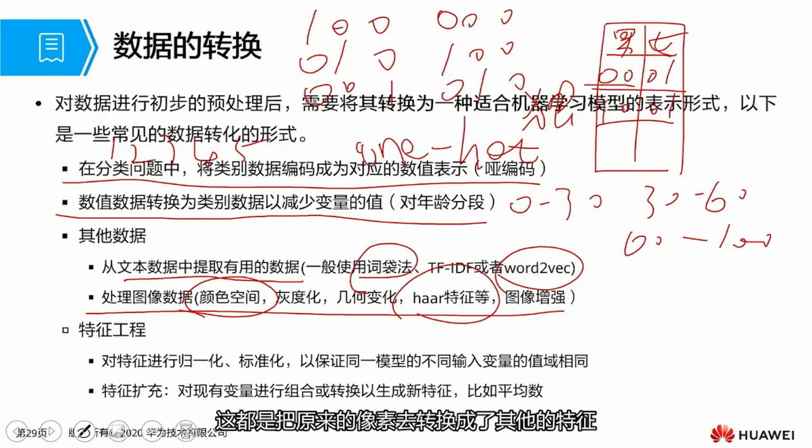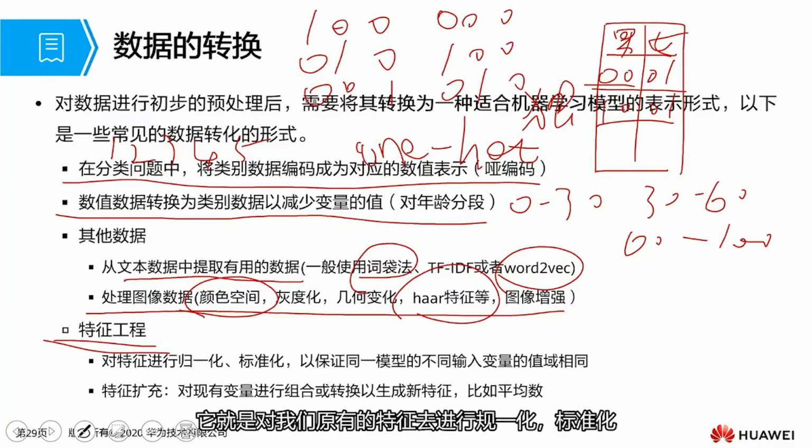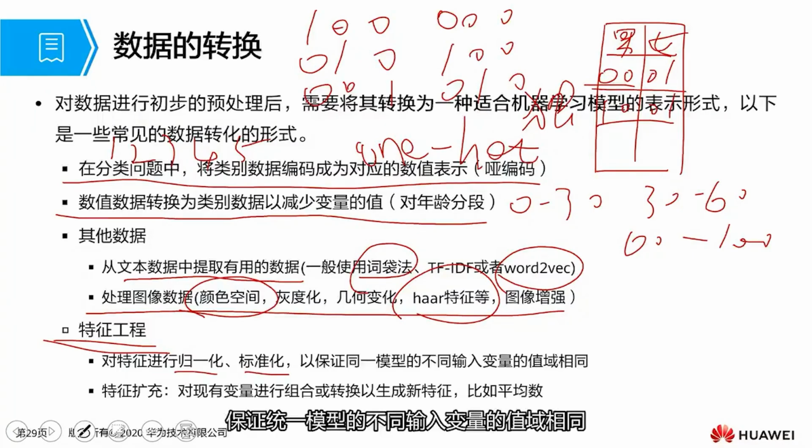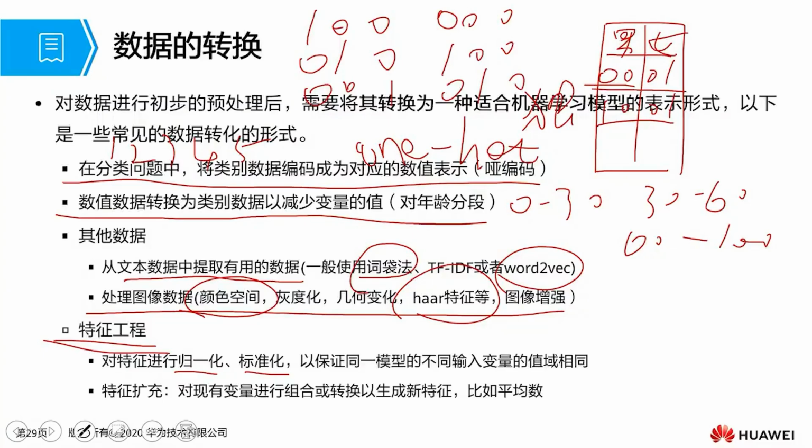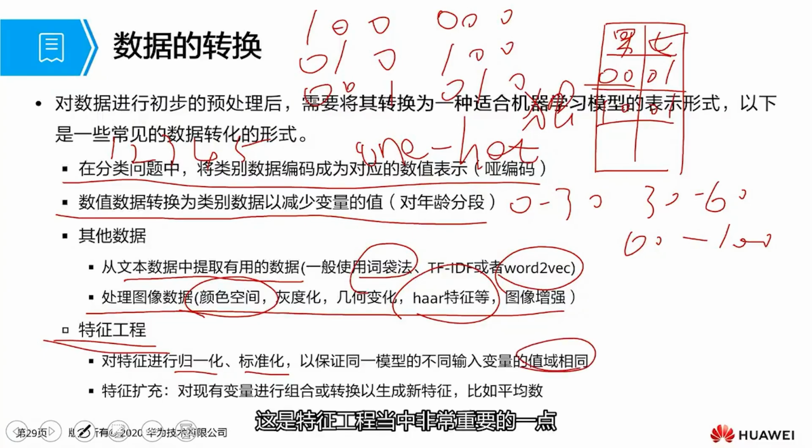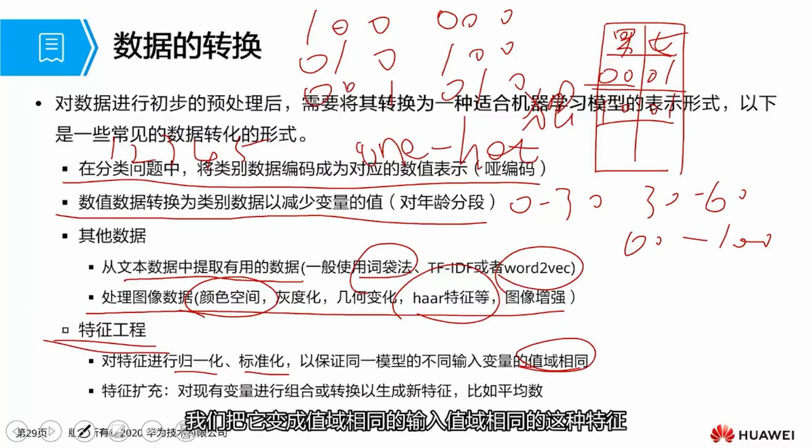At this point, this introduces the concept of feature engineering. It is to normalize our original features. Standardization ensures that the codomain of different input variables of the same model is consistent. This is a very important point in feature engineering. The place you used to have is the input word. Some places input numbers. After feature engineering, after the data transformation, we turn it into features of inputs with the same value range.